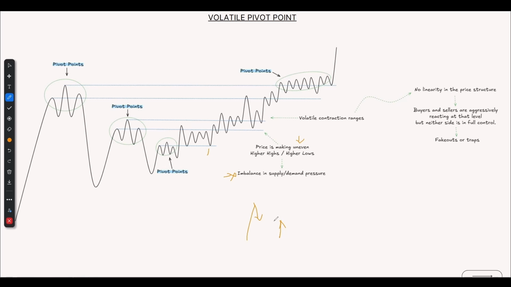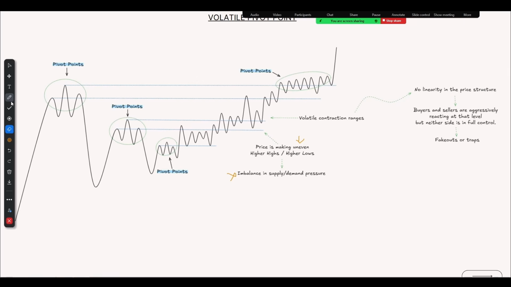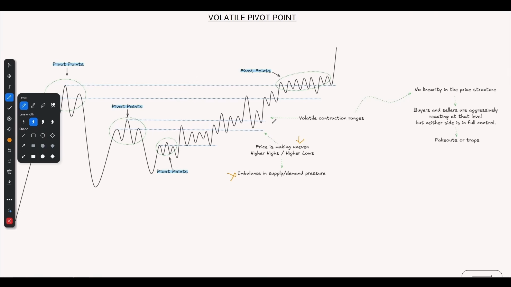Whenever we see this kind of price structure in any kind of setup, that usually means that there will be volatility present even if the price goes up significantly from here.